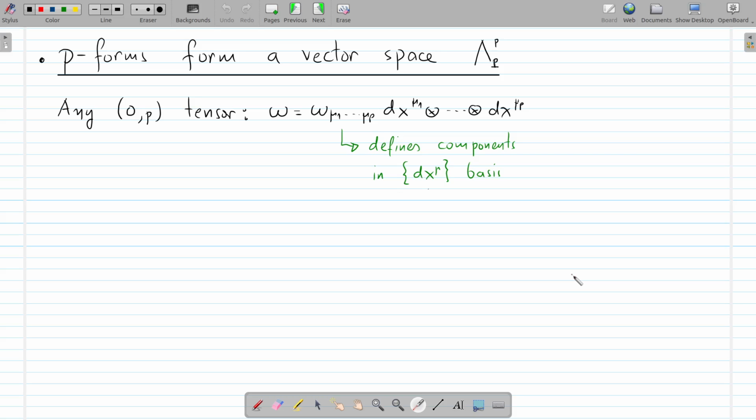So let's see now why p-forms form a vector space. Let's consider any tensor, and we know that if we choose a basis, coordinates, then this defines a basis in the cotangent space, the dx mu basis, and then omega can be written as a linear combination of the tensor product of dx mu, and these are the components of omega in this basis.